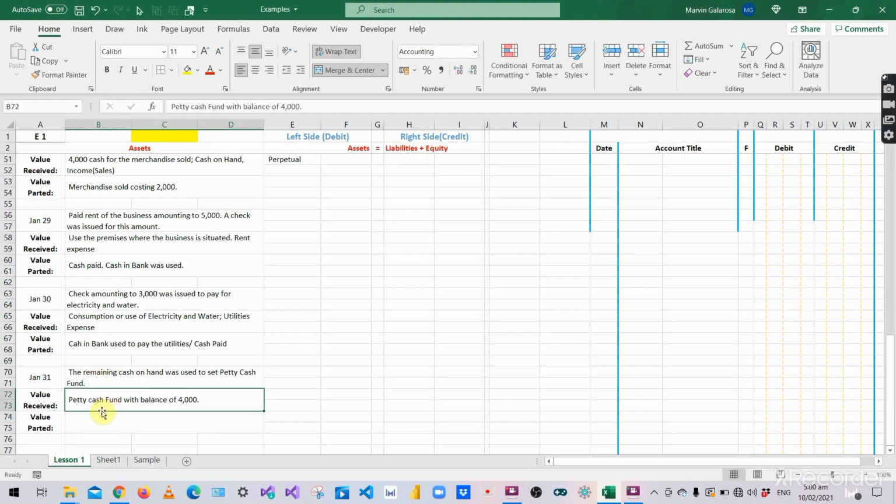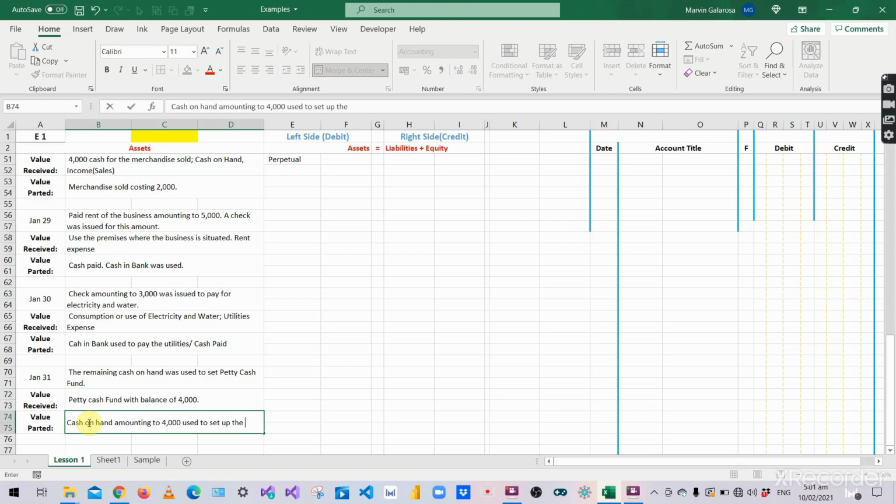So, kapalit nung na-set up na petty cash fund, nabawasan yung ating cash on hand. So, ang value parted natin is the cash on hand amounting to 4,000 pesos used to set up the petty cash fund.